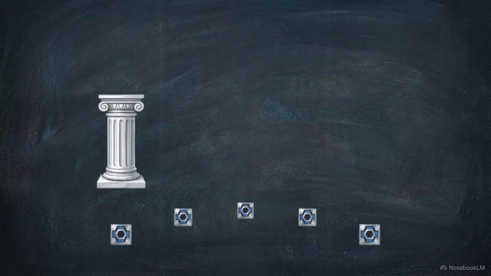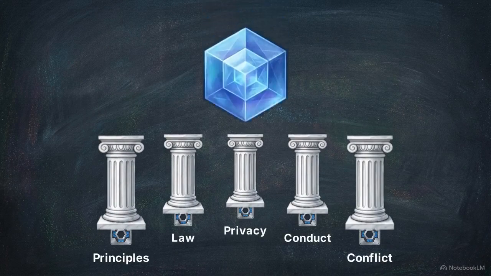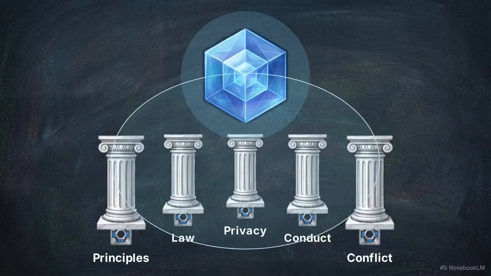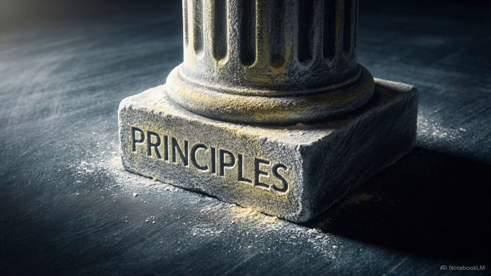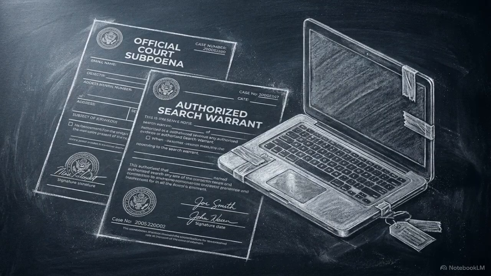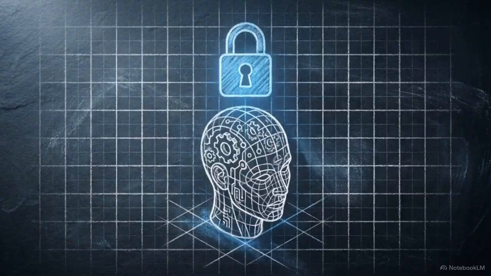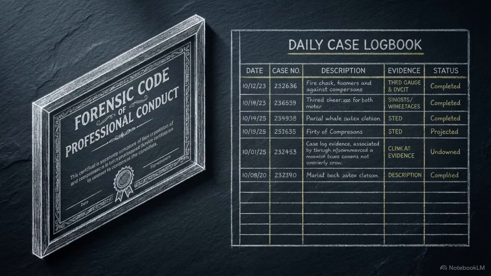This fully assembled 5-pillar framework shows how individual concepts interlock to securely support the evidence. Fundamental principles set the foundation. Legal compliance ensures procedural validity. Privacy constraints protect individuals, and professional conduct alongside conflict management secure the daily execution.